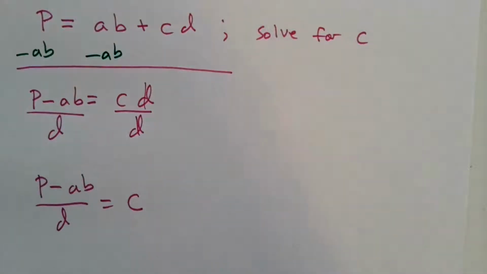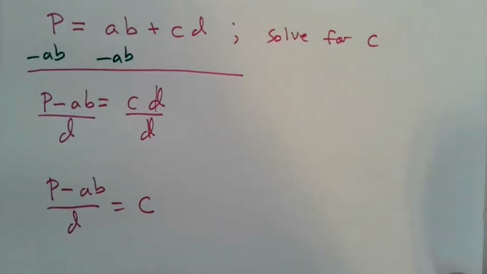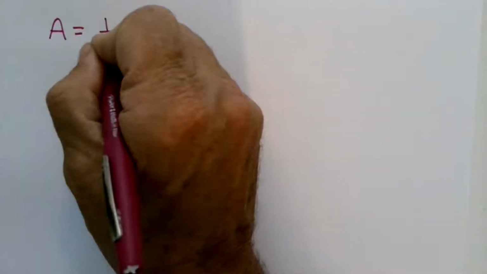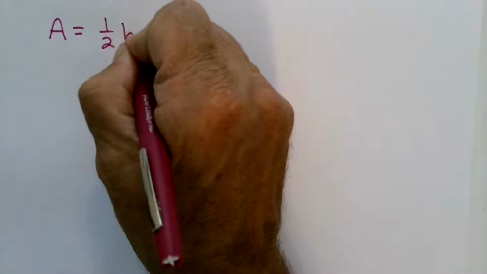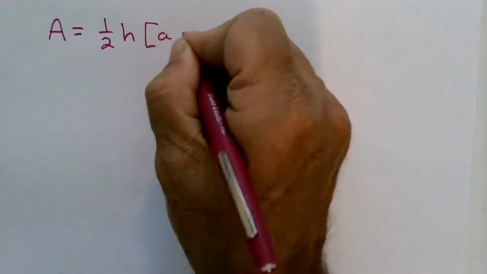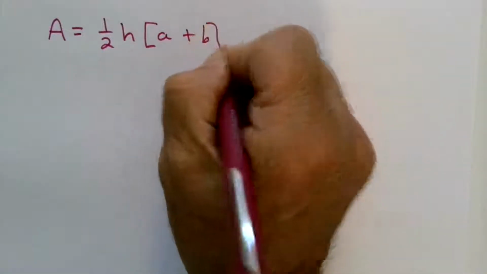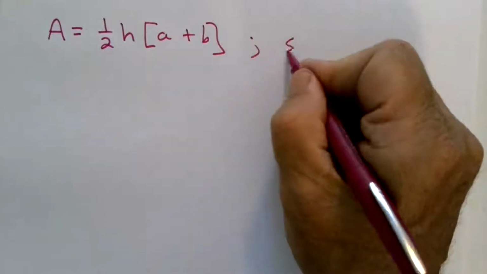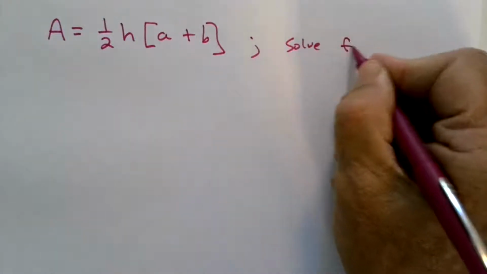So let's do a couple more of these, get a feel for how they work. Again, solving for variables in equations. Here's a formula for the area of a trapezoid. Area of a trapezoid is 1/2 the height. And now I have 2 bases. Let's call one of them little a. Let's call one of them little b. And my goal here is going to be to solve for little a.